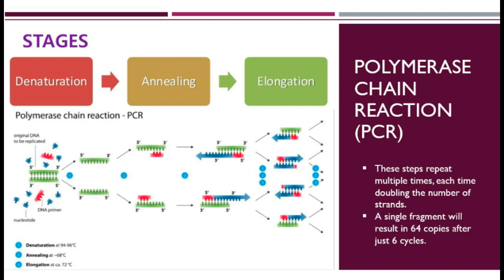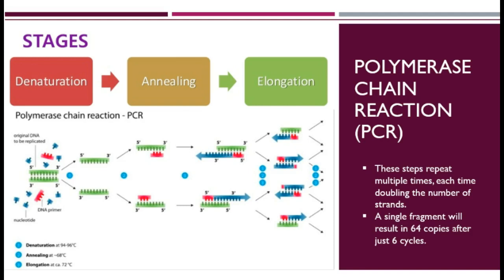The second stage is annealing, and this is where we are adding bases. So we add the primer. That primer lets the DNA polymerase know, hey, this is the part that you need to replicate, and then bases are added during the elongation phase. So we have annealing and then the elongation phase. And then this cycle repeats.